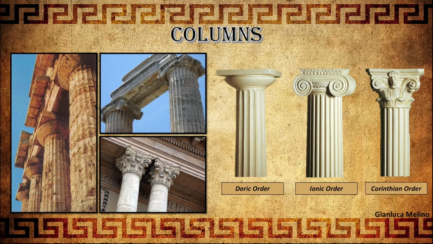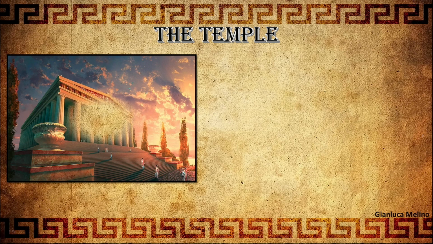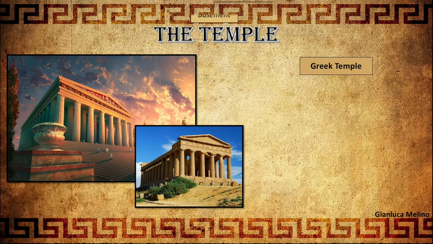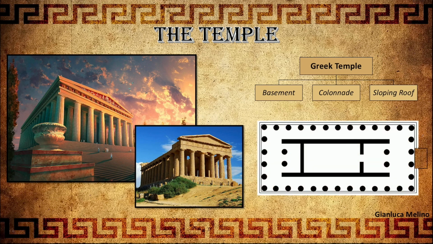The most important Greek building is the temple because it represents the house of the god. It is composed of a basement on which there is the cella that contains the statue of the god, a colonnade which surrounds the cella and supports the roof, and a sloping roof. Temples were originally in wood, then in stone or marble.